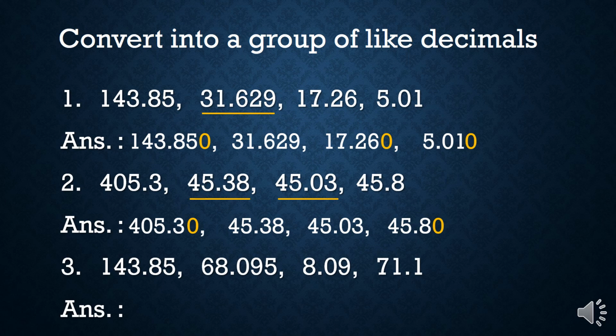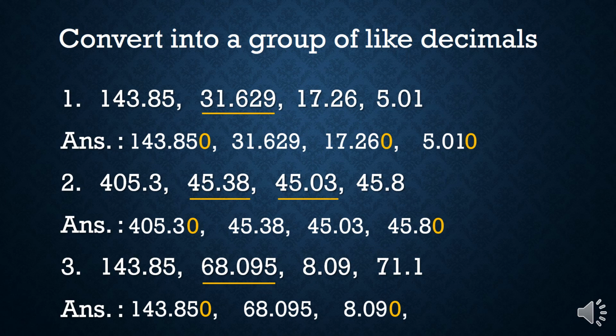Question number 3. 143.85, 68.095, 8.09 and 71.1. Now tell me which number has the maximum number of digits after decimal? Yes, 68.095. And how many digits? 3 digits. So convert each decimal number into like decimals having 3 digits after the decimal point. So the answer is 143.850, 68.095, 8.090 and 71.100.